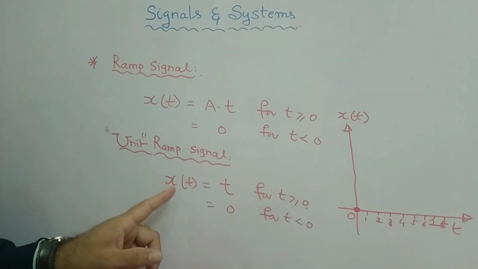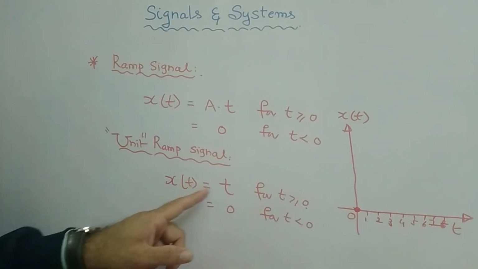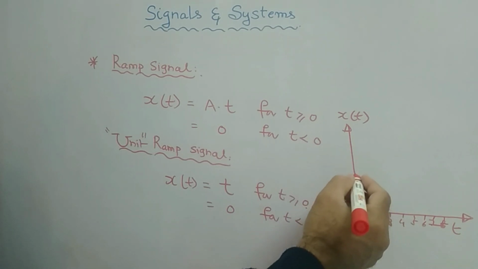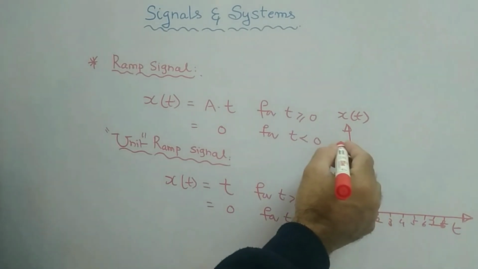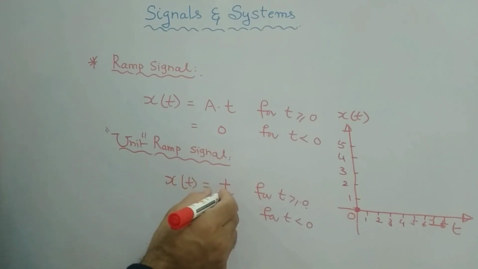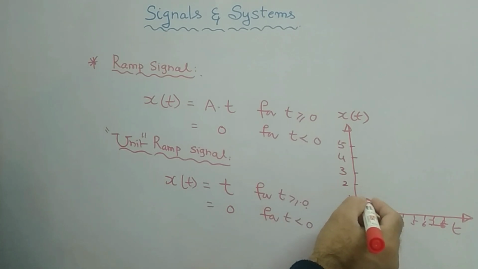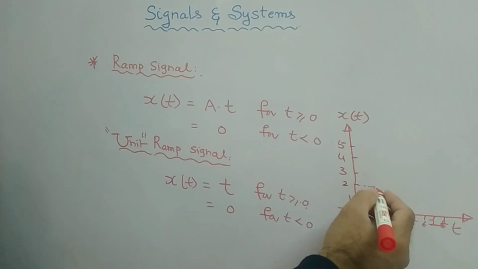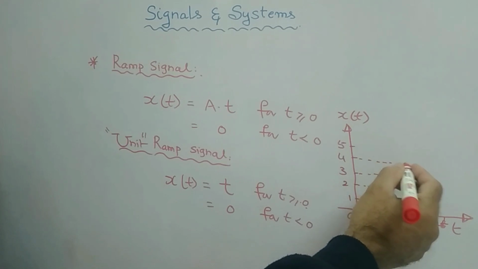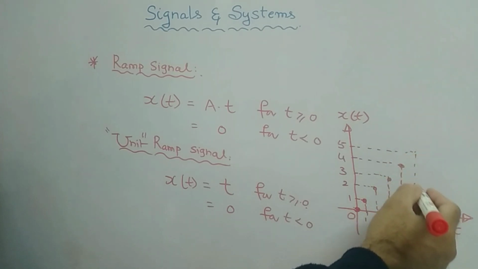For t equal to 0, x of t is 0. For t equal to 1, x of t becomes 1. For t equal to 2, x of t is 2. Like that, 1 to 1, 2 to 2, 3, 4, 5 and so on and so forth.